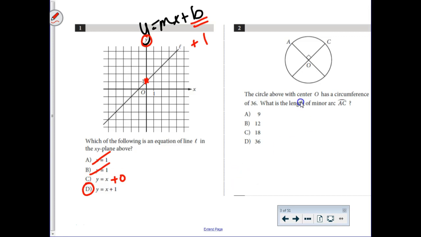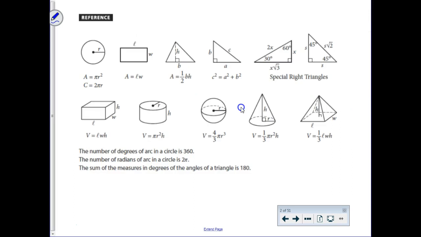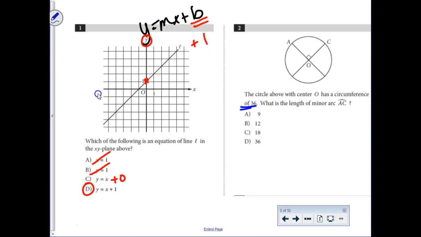All right, number 2. The circle with center O has a circumference of 36. Is there a clue on circumference on your formula sheet in the front? There is! Look at that! So if you forgot about circumference, there it is. They do not require you to remember most things from geometry as far as formulas go, and surely not postulates. But diameter times pi, or 2 pi r, is circumference. So keep that in mind. What is the length of minor arc AC?